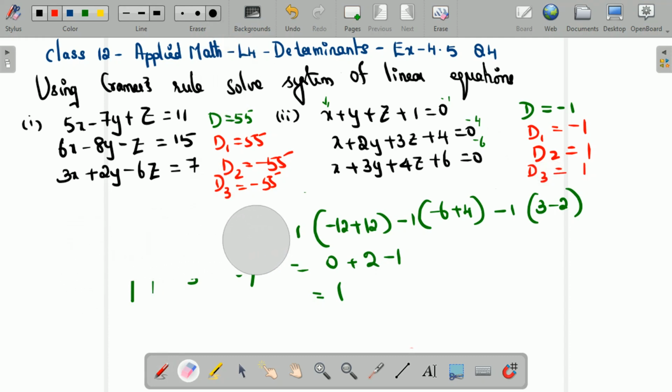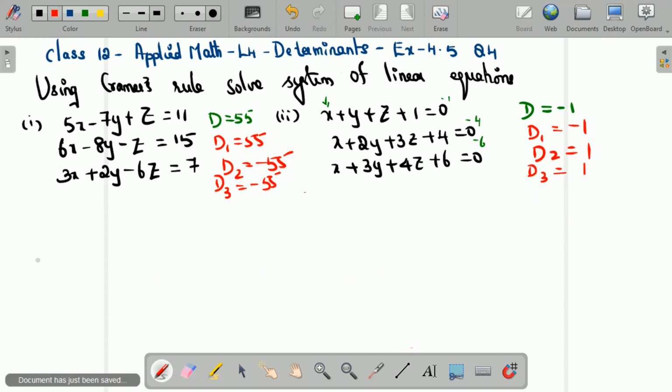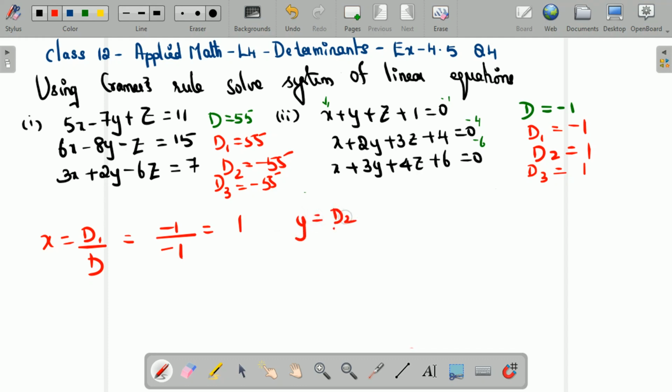Now let's compute x, y and z. By Cramer's rule, x is equal to D1 divided by D, which is minus 1 by minus 1, which is 1. Y is equal to D2 divided by D, which is 1 divided by minus 1, so it is minus 1. Z according to the rule is D3 divided by D, so it is 1 divided by minus 1, which is minus 1. So x is 1, y is minus 1 and z is minus 1.